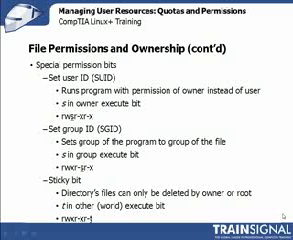SGID, or set group ID, sets the group of the program to the group of the file. It's represented by a lowercase s in the group's execute bit. And setting the sticky bit allows the owner, directory owner, or root to delete files in a directory. This is set with a T in the other execute bit. SUID and SGID do have their security risks, so don't set files this way unless you're absolutely sure that you have to. Now you're probably wondering how to change the permissions or mode of a file. Let's review that next.